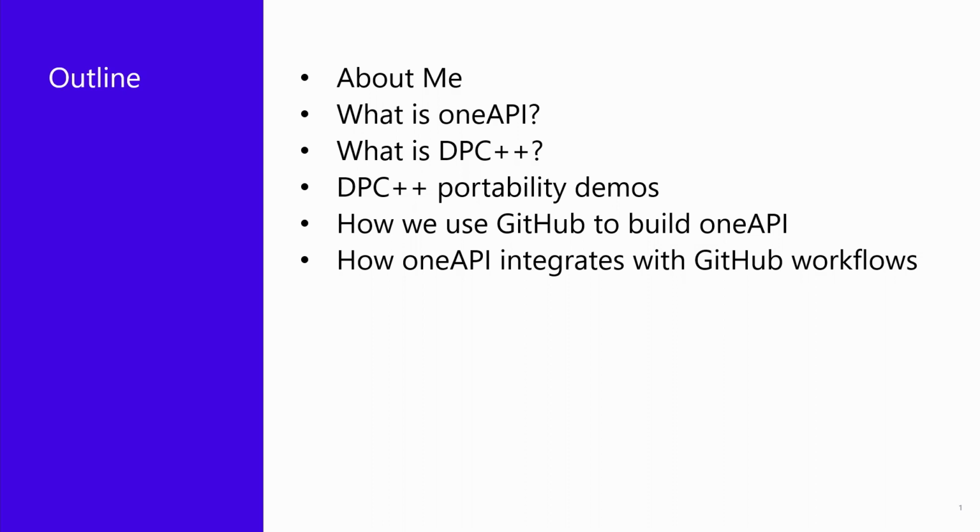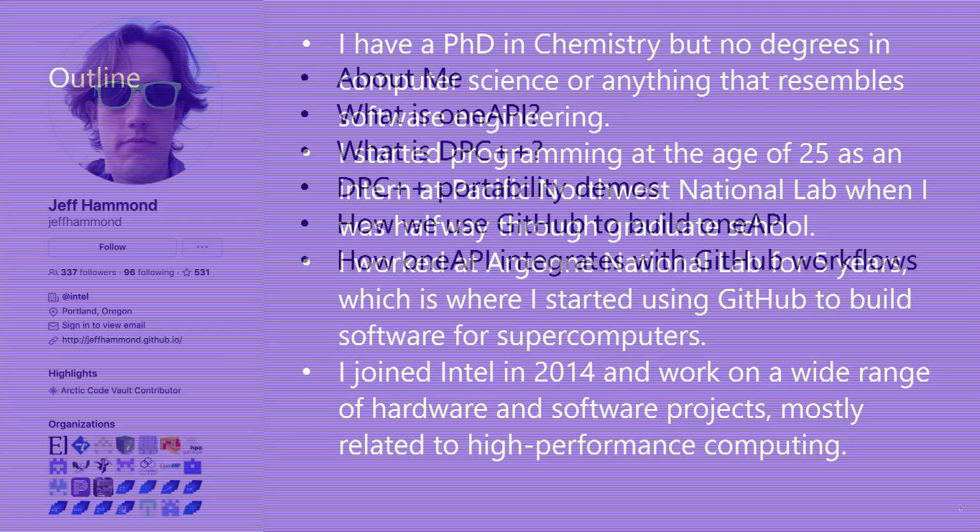I'm going to talk about how we're using GitHub to build oneAPI, and that includes both the source code and the specification and documentation. And then finally, I'm going to show you how oneAPI integrates with workflows, both the Intel workflows with GitHub Actions, but also some of our downstream user workflows that are taking advantage of the fact that oneAPI is open source and on GitHub and otherwise available to them freely, and then how they integrate that into their open source projects that are, of course, hosted on GitHub.